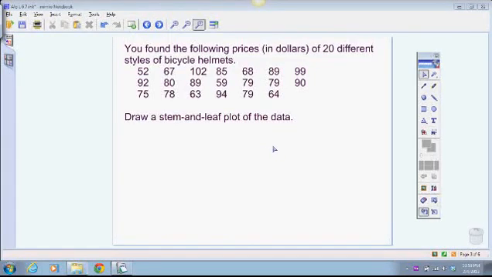We're given a problem like this. He found the following prices in dollars of 20 different styles of bicycle helmets. Notice here it says draw a stem and leaf plot of the data, this data up here. Now why would we want to draw a stem and leaf plot?